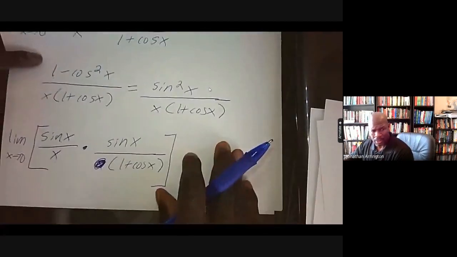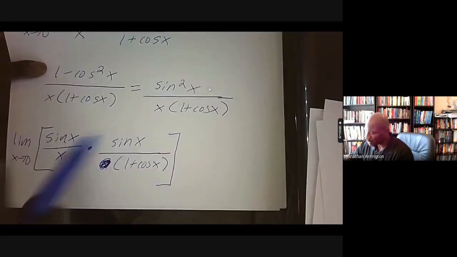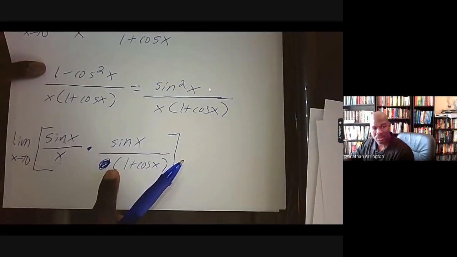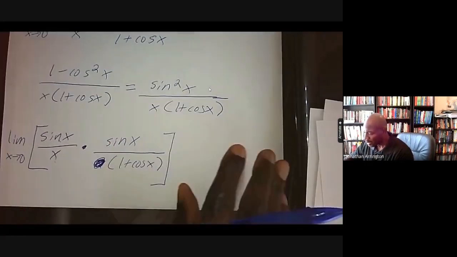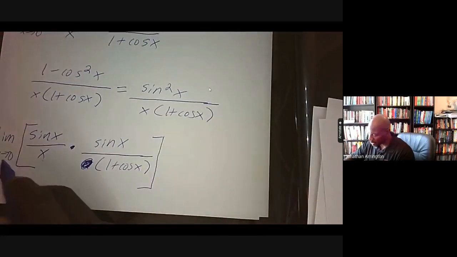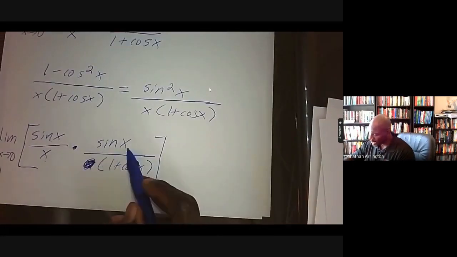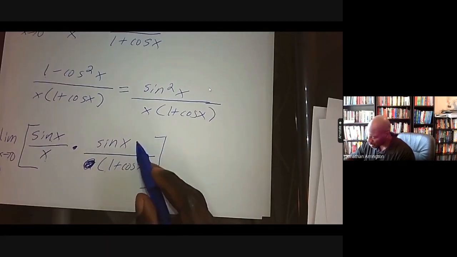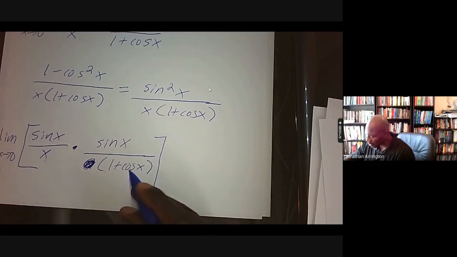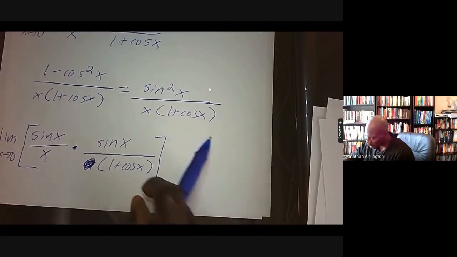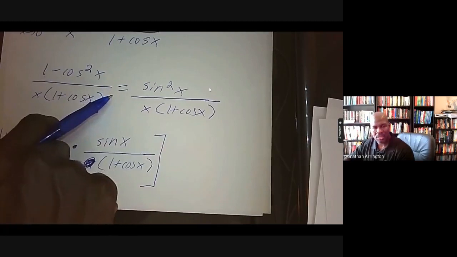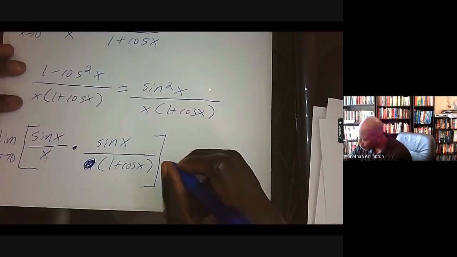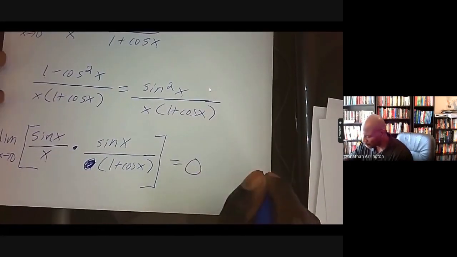So if this limit exists, whatever the number is, it's being multiplied by 0, correct? Because this limit is 0. Again, why is it 0? Because if I plug in 0 for x here, I would get sine of 0, which is 0, and I would get 1 plus the cosine of 0. The cosine of 0 is 1, so that would be 0 over 2 from 1 plus 1, and 0 over 2 is 0. So 0 times whatever number this is going to be 0. So this limit is 0.